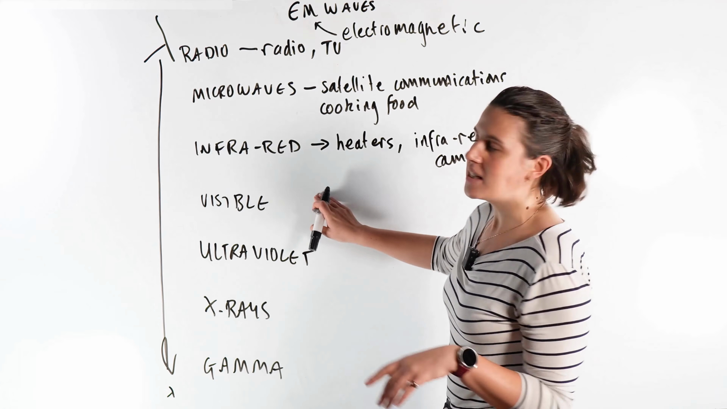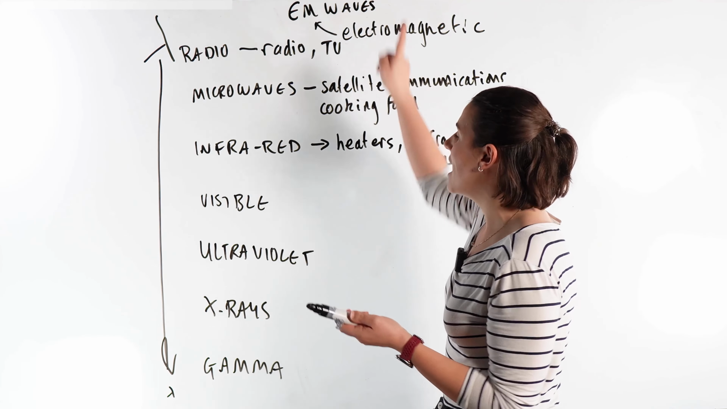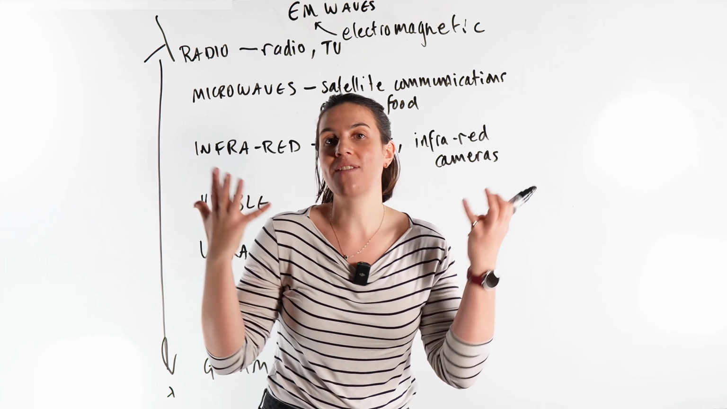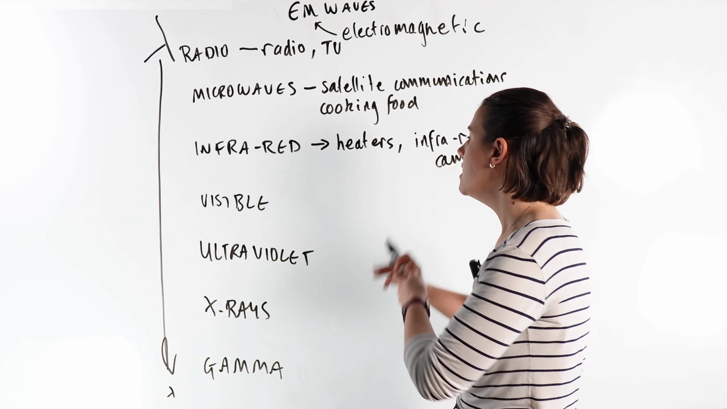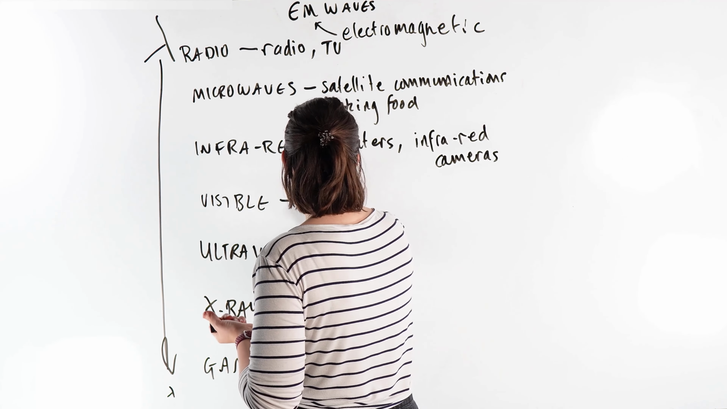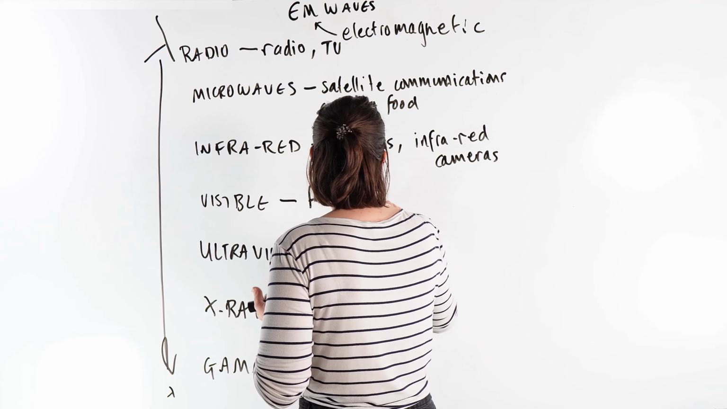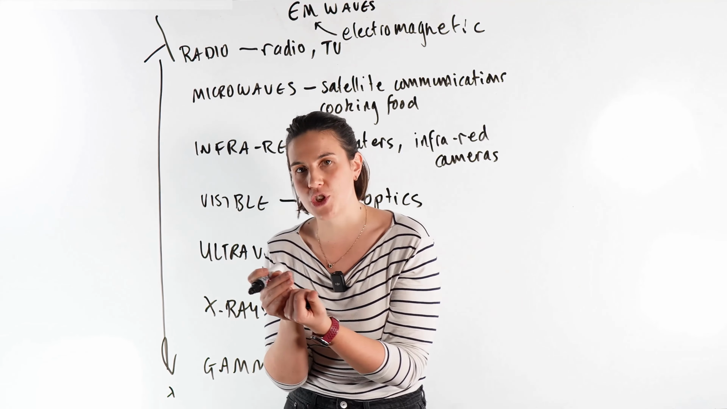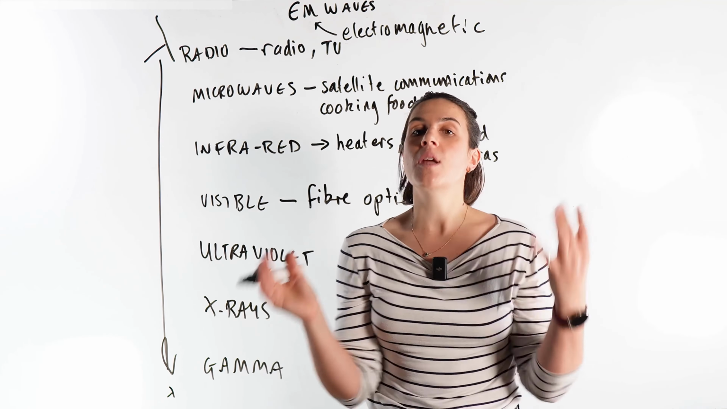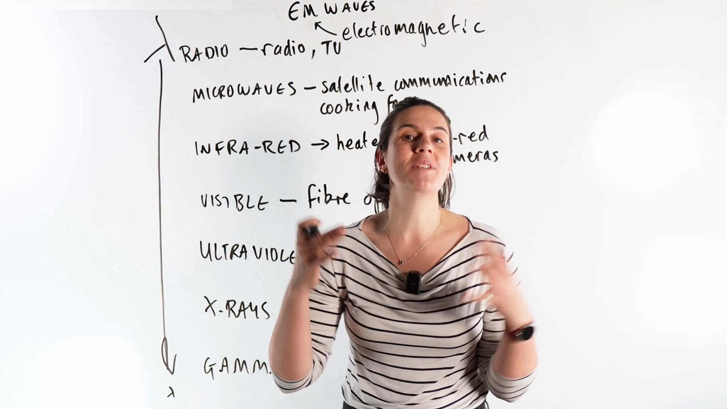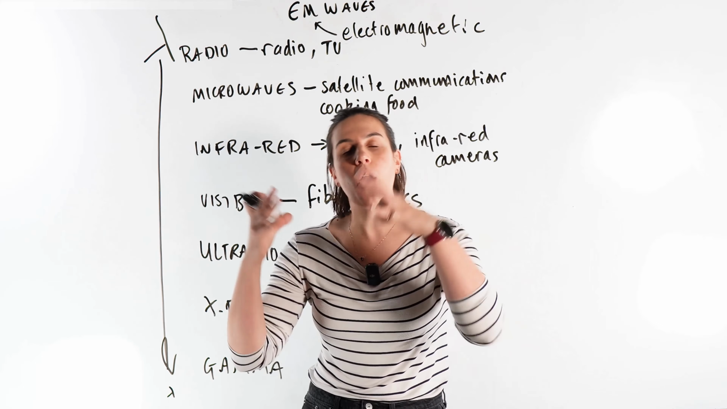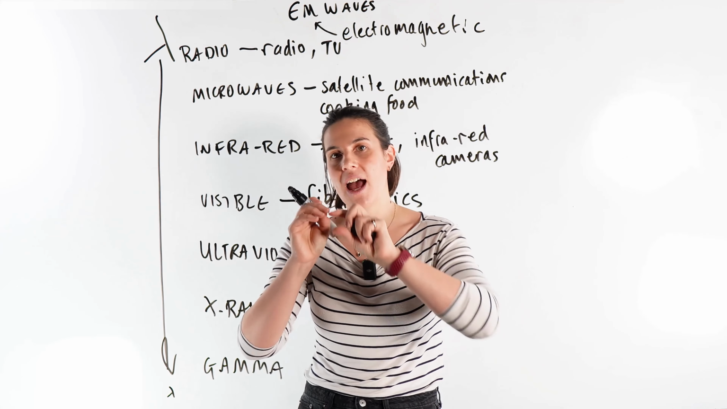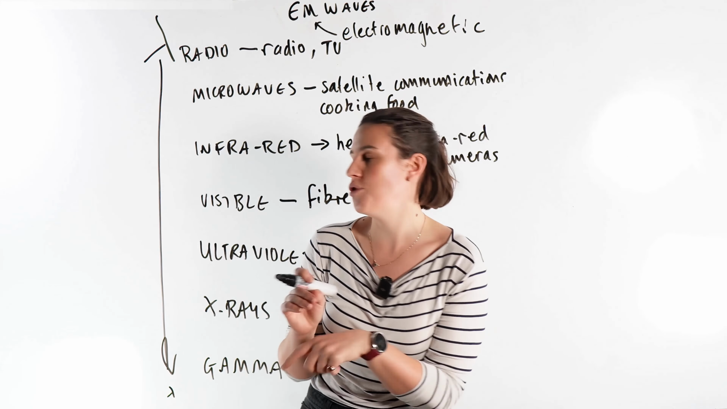Right. Visible light. So this is the part of the electromagnetic spectrum that our eyes can sense, and this is why we call it visible light, okay? So our main use for visible light is fibre optics, which is when we send information down these flexible tubes using light. Some of you might be watching me right now on fibre optic internet, which is where we're sending all that information from the internet into your house using light going down these small flexible tubes.